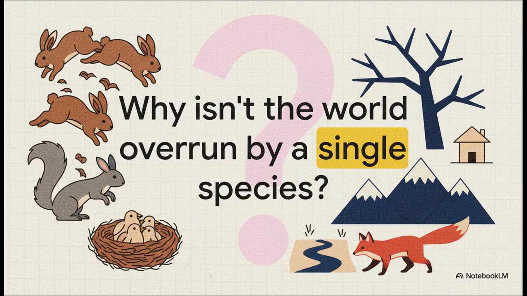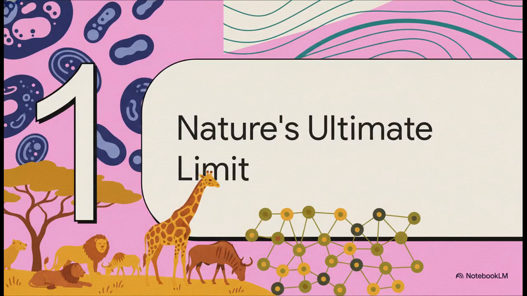Think about it. Why isn't the entire world just completely buried in rabbits or squirrels? I mean, these guys reproduce like crazy, so what's stopping one species from just taking over the whole planet? Well, the answer to that puzzle lies in this really fundamental concept in ecology. It's basically a set of rules that applies to every single population out there. I mean, from bacteria in a tiny petri dish all the way up to lions on the savannah.